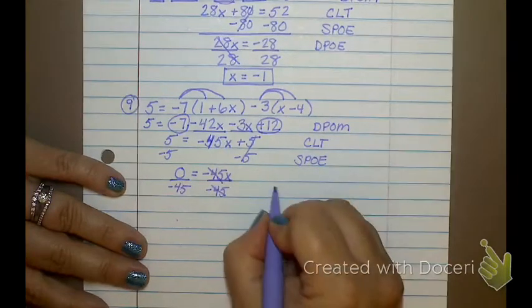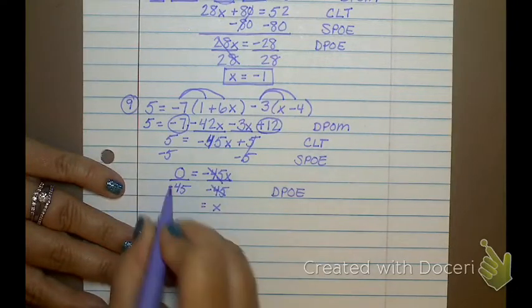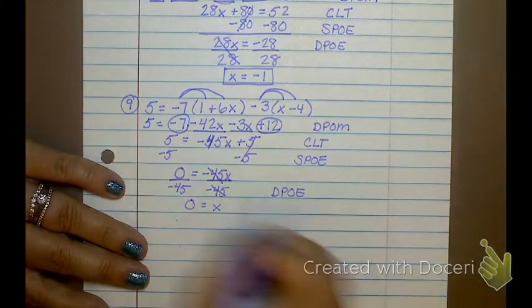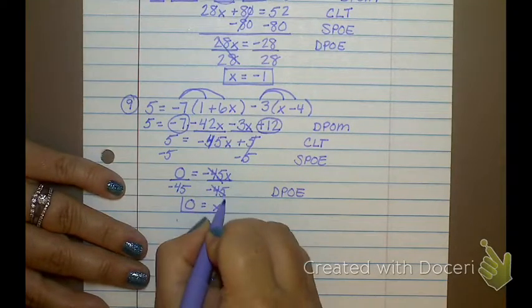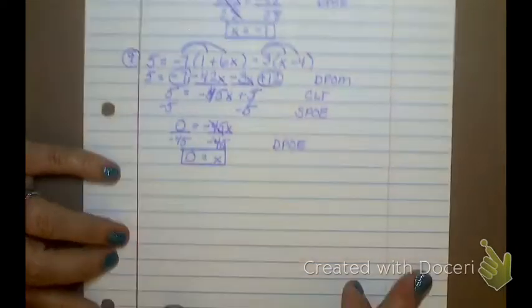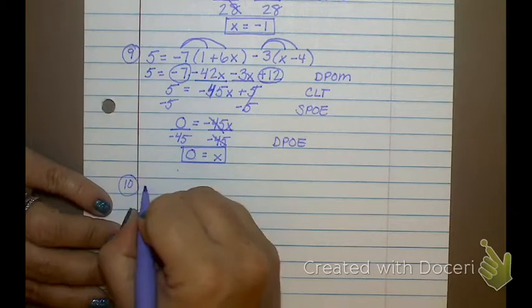Using my DPO. I just know that 0 divided by anything is what? So my answer is x equals 0. So? All right, last one is your challenge one. You ready?